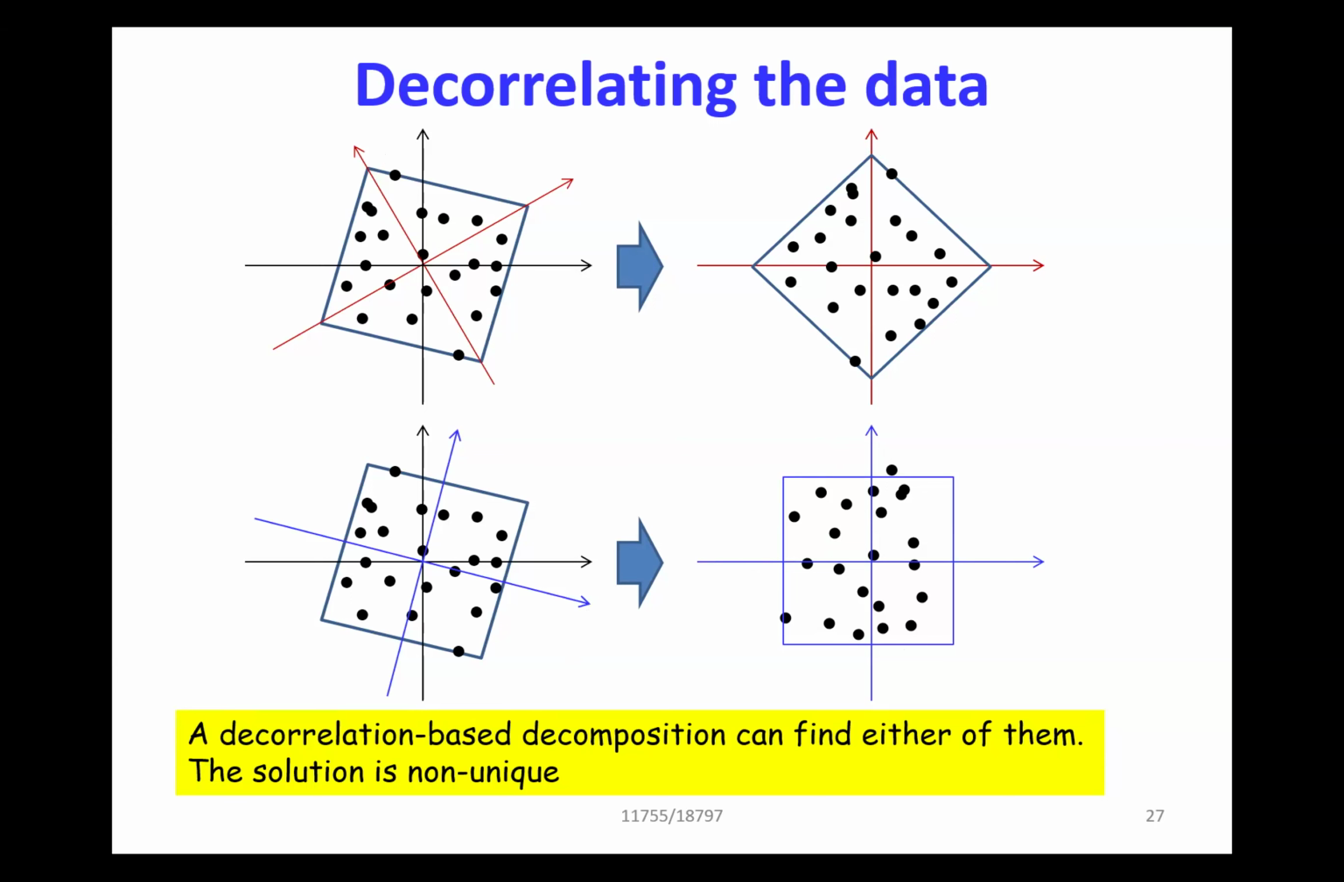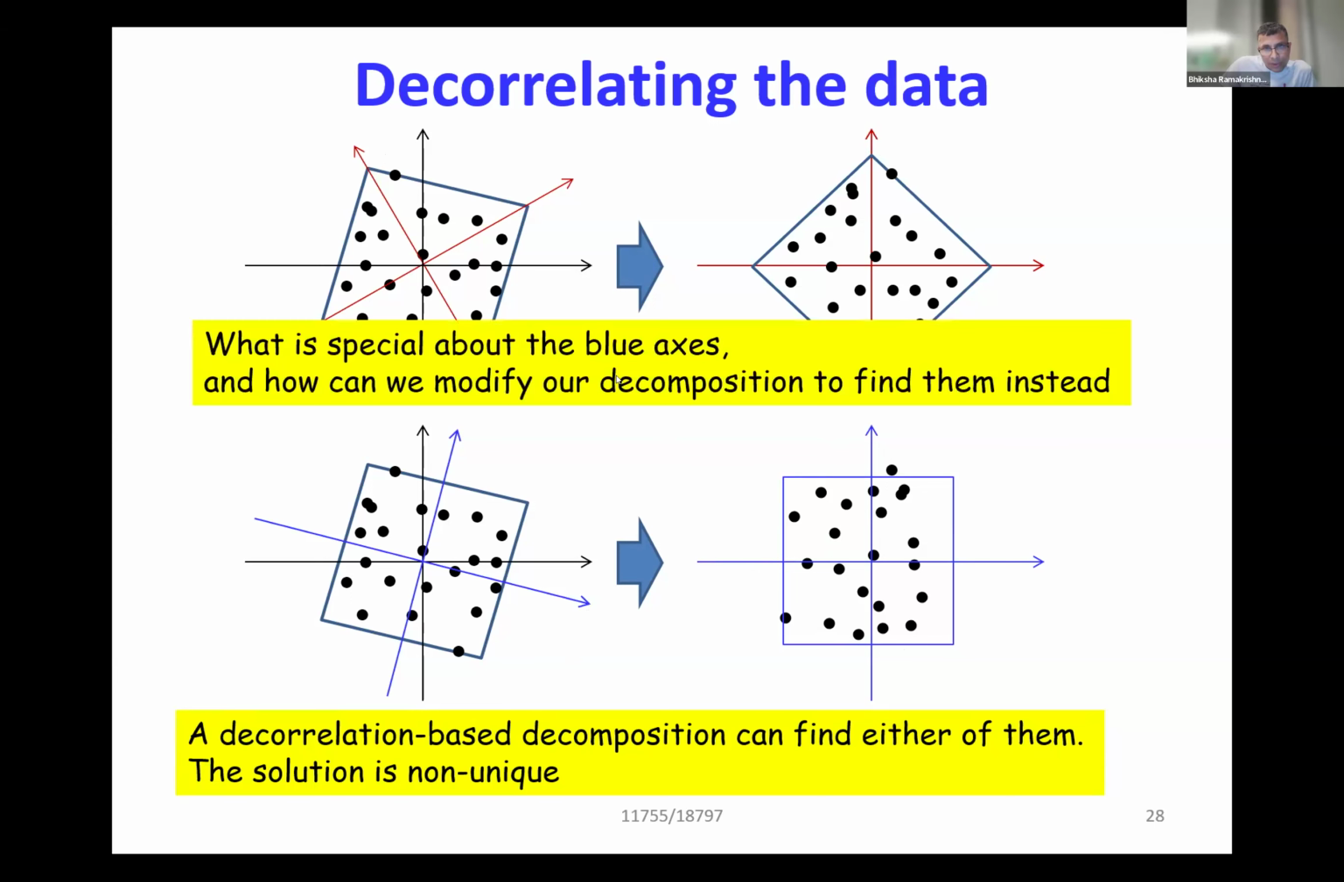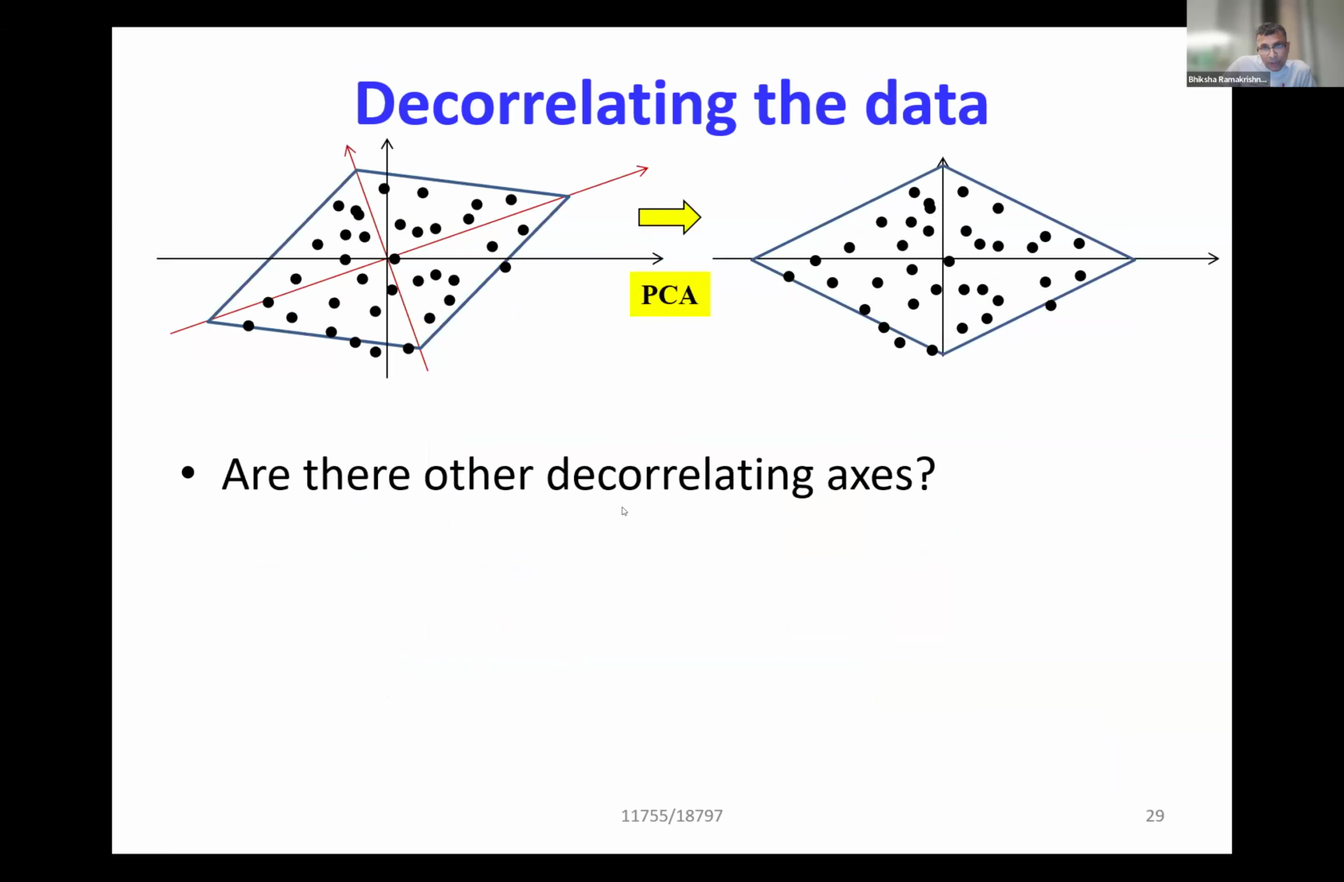Right. So I think things will go smoothly from here. So what's special about these blue axes and how can we modify the decomposition to find them? That's what we're going to look at.